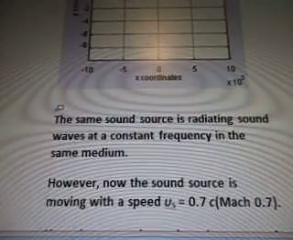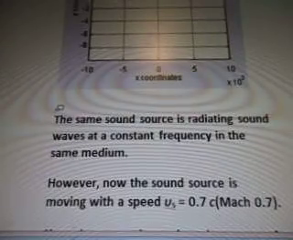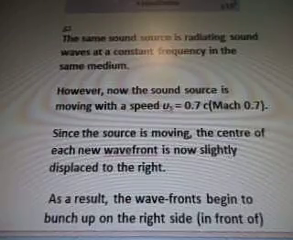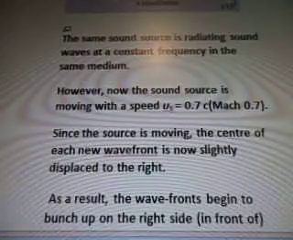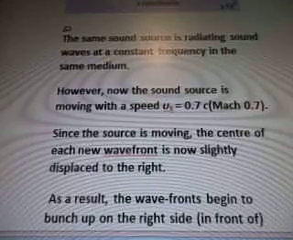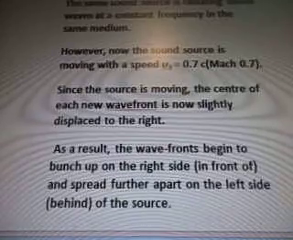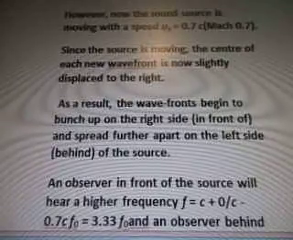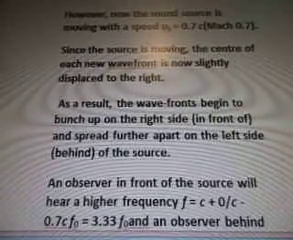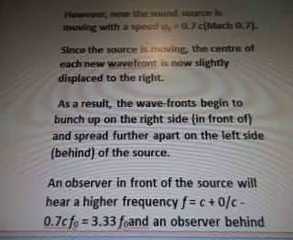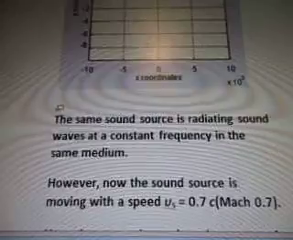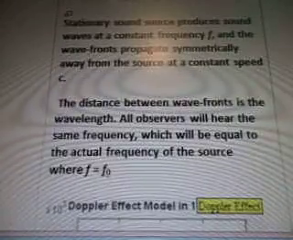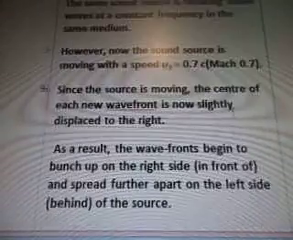The same sound source is radiating sound waves at a constant frequency in the same medium. However, now the sound source is moving with a speed vs equals 0.7c, Mach 0.7. Since the source is moving, the center of each new wave front is now slightly displaced to the right. As a result, the wave fronts begin to bunch up on the right side in front of the source and spread further apart on the left side behind the source. It doesn't show it here, but when I put it up on the blog, it's going to show how the signals go.